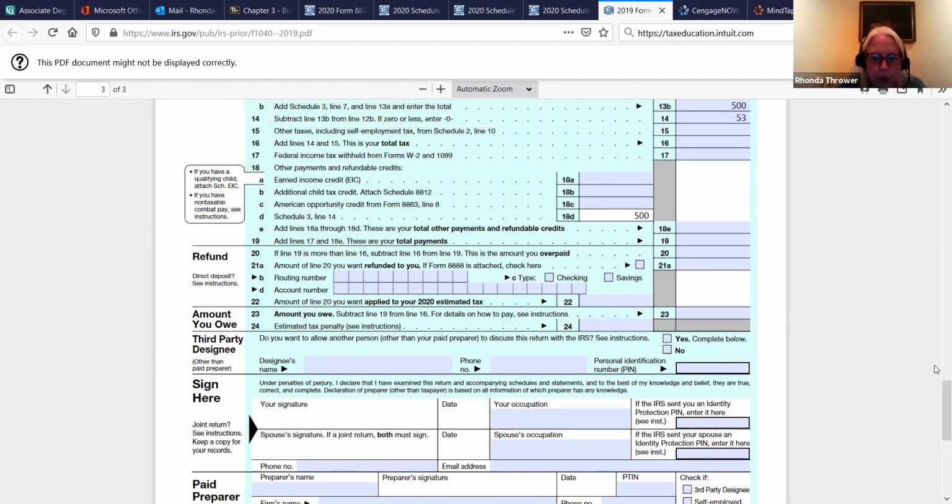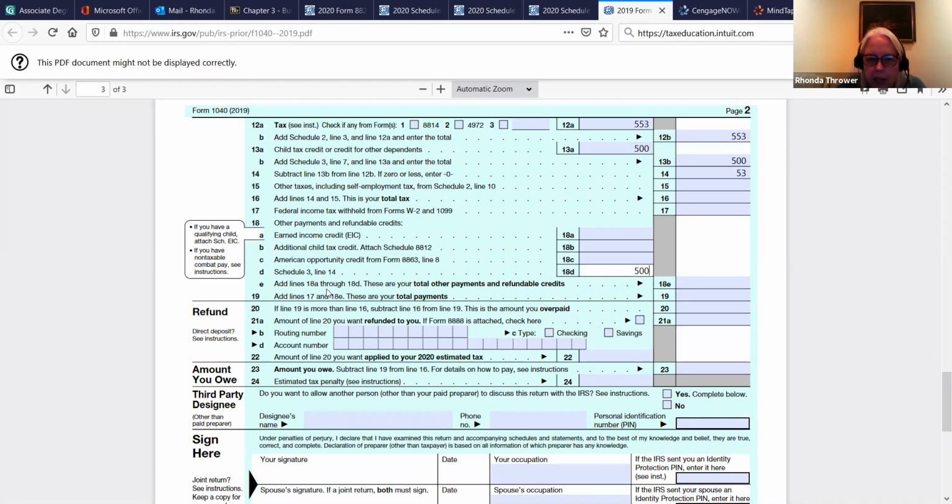But you're going to add lines 18A through D, and that's 500. Just bring that over here. And then you're going to add lines 17 and 18E. We didn't have anything on 17, 18. So line 19 would be 500 again. And then if line 19 is more than line 16, which it is, and actually that should say if line 19 is more than line 16, which it is, subtract 16 from 19. This is the amount that you overpaid.